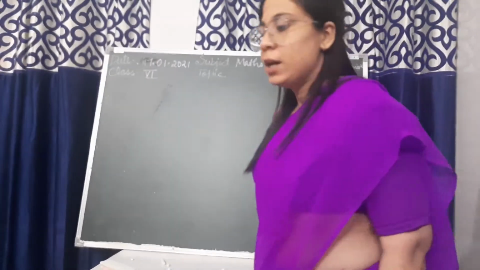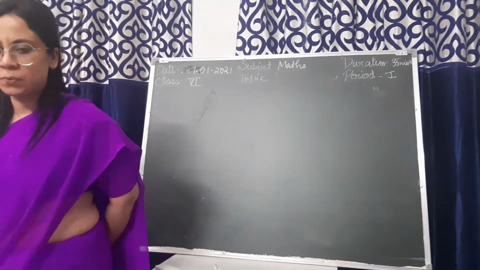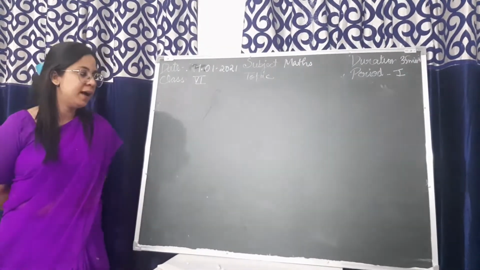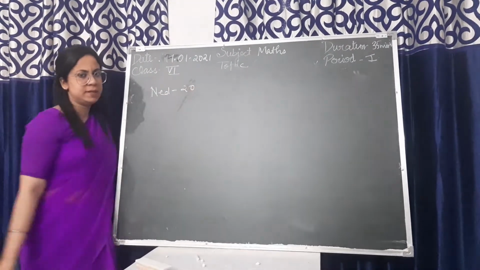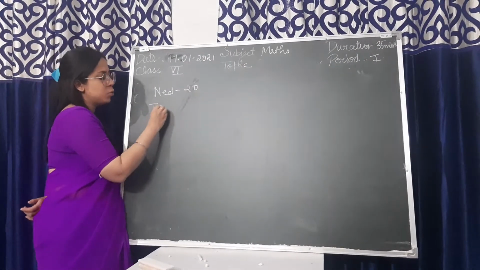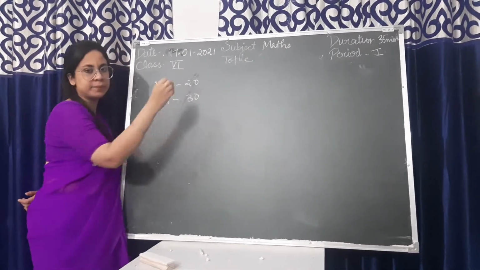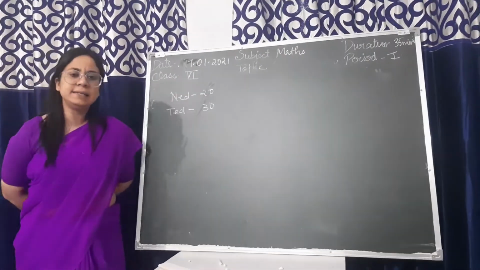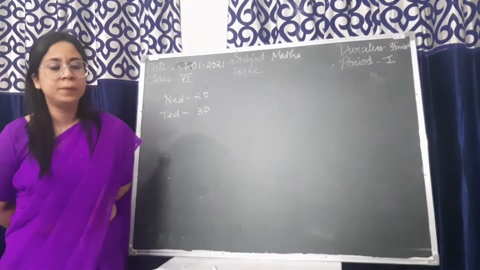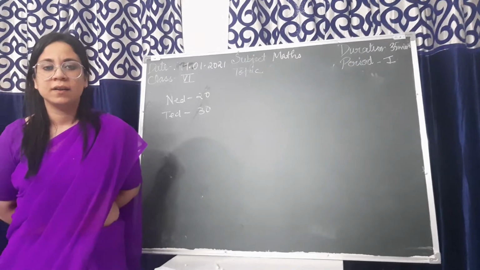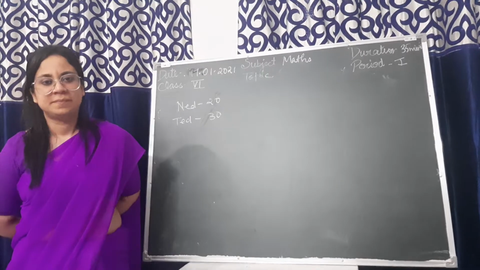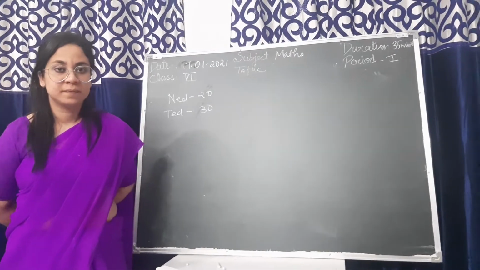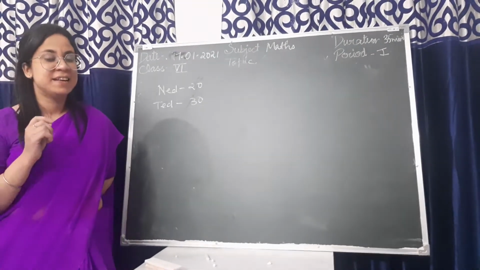So students, if there are two students, suppose Ned and Ted, and if I say that Ned scored 20 marks in some exam and Ted scored 30 marks. So by looking at these numbers only, can you decide who performed better? No, ma'am. Okay, why? Because we don't know the maximum marks out of which these marks are attained. Very good. We don't know what are the maximum marks.